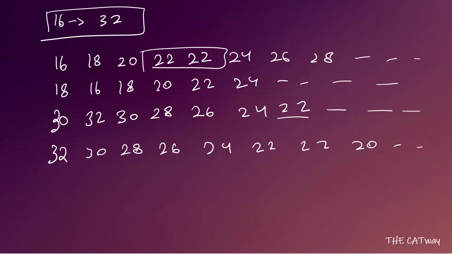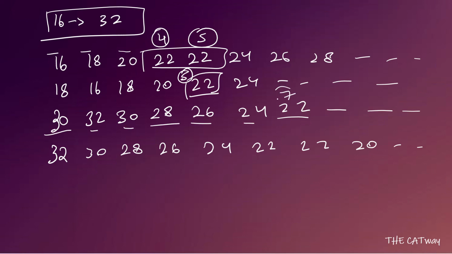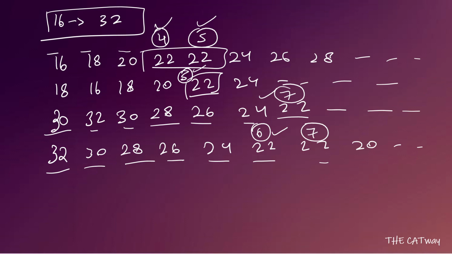Okay, and so on. So let's count what the days are. So 1, 2, 3, so fourth day, fifth day. Here also fifth day. Here 1, 2, 3, 4, 5, 6, 7th day, and here 1, 2, 3, 4, 5, 6, 7th day, 6th and 7th day. So the temperature in all the cities can be 22 on the 4th day, 5th day, 7th and 6th day. So what are the possible cases? 4, 5, 6 and 7th day.